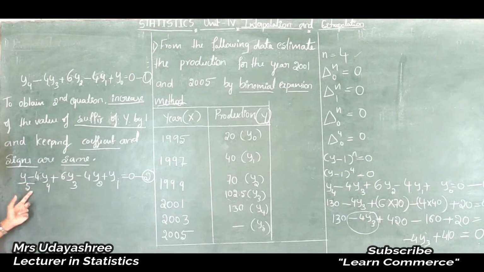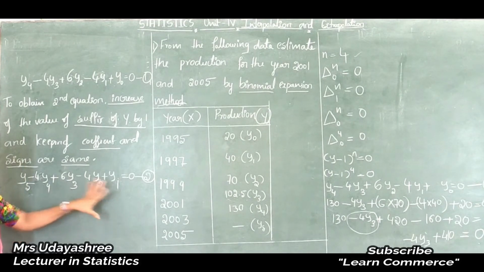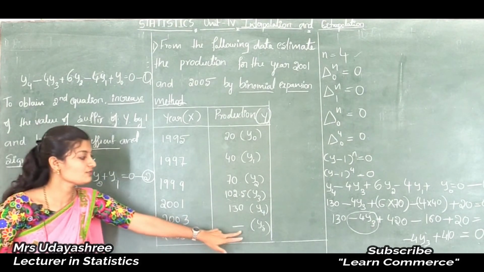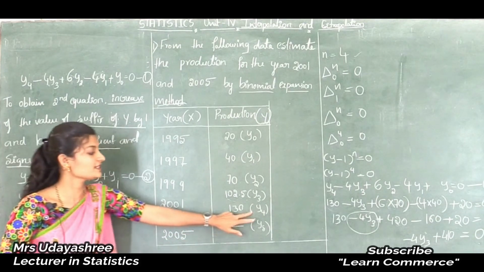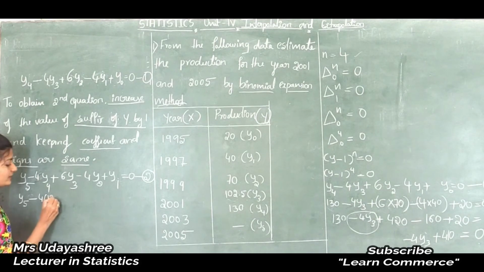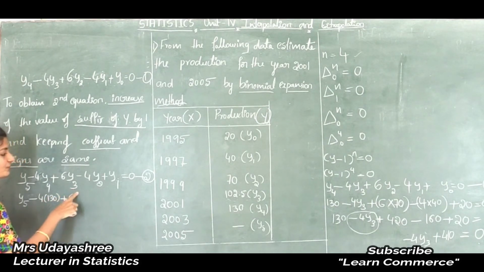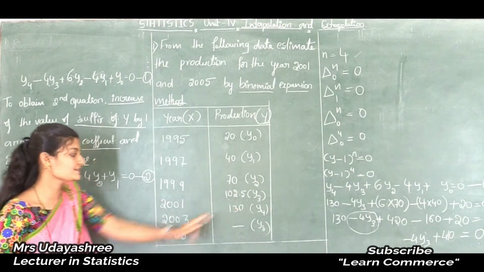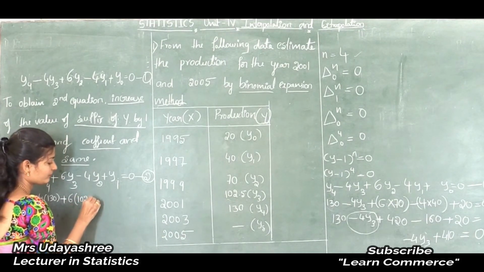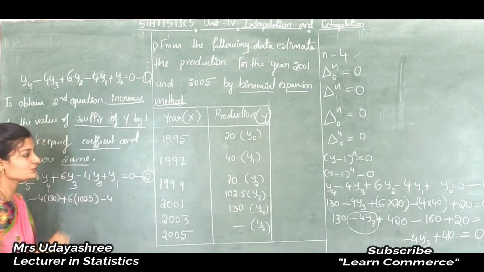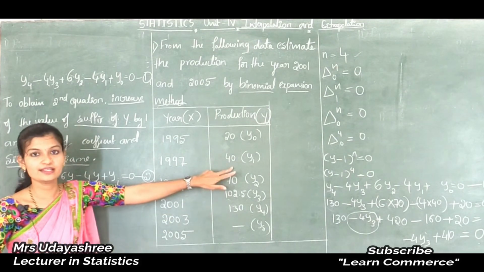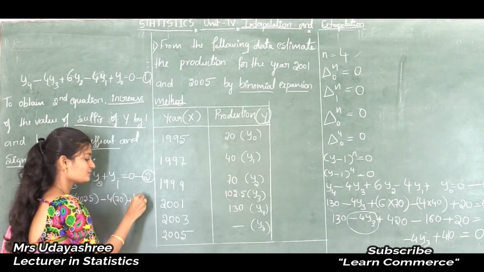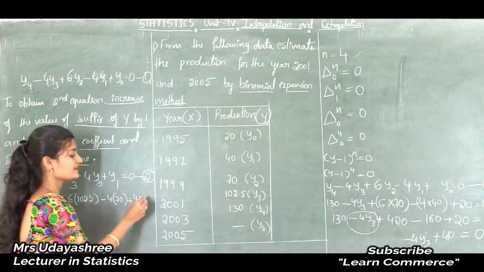Now I will substitute y5, y4, y3, y2, y1 in this equation. Y5 is missing, so I will write y5 as it is. Then the sign is minus 4 into y4. Y4 is 130, so in the place of y4 I will write 130, plus 6 into y3. Y3 is 102.5. Next is minus 4 into y2. Y2 is 70, plus y1, which is 40. And the right hand side is equal to 0.